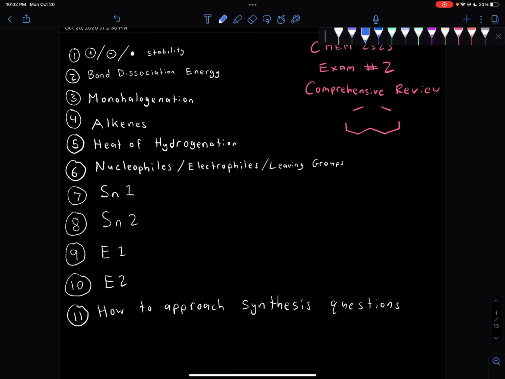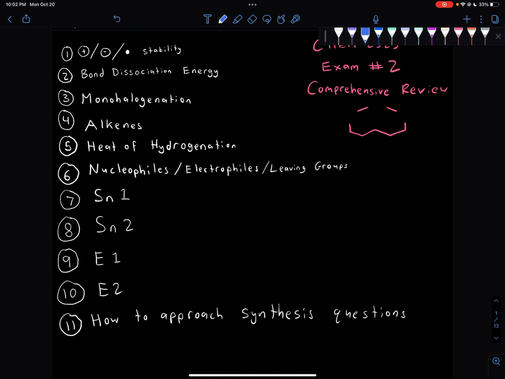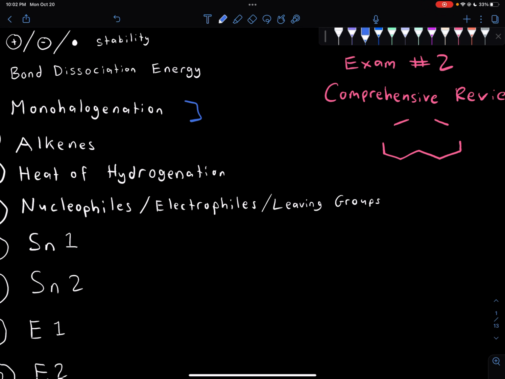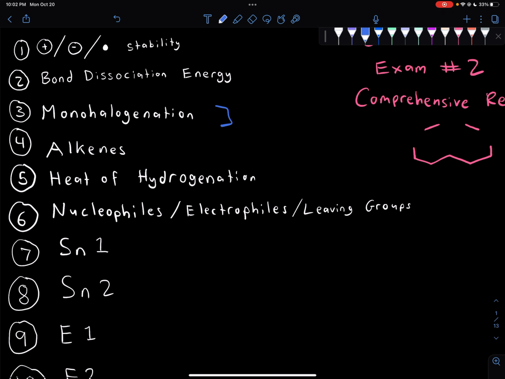There will be times where I explain a little bit extra, but I'll emphasize how questions will show up on your exam. So for monohalogenation, I'm just letting you know right now, I will be explaining a lot in terms of how it works, but it's not going to be that big of a deal. It's just for your understanding. What actually comes up with monohalogenation will be very light.